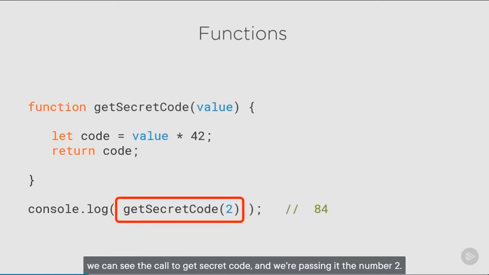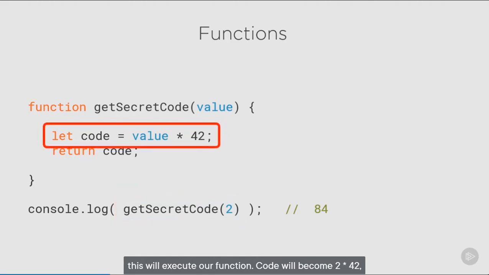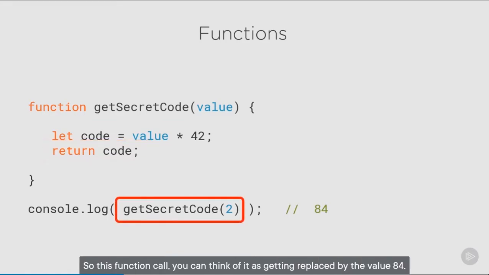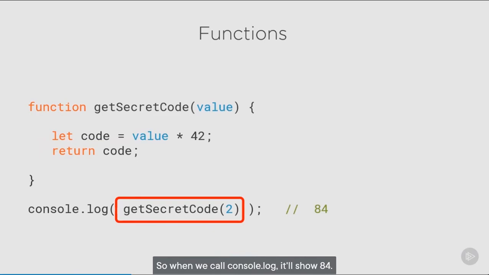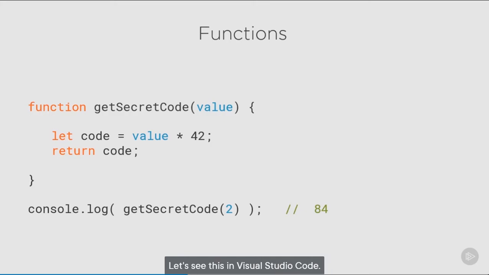And looking below, we can see the call to getSecretCode, and we're passing it the number 2. So just to follow this line by line, this will execute our function. Code will become 2 times 42, which is 84, and then we'll return 84. So this function call, you can think of it as getting replaced by the value 84. So when we call console.log, it'll show 84. And the key thing to remember is that the function, including the name and the parentheses, you can think of that as getting replaced by the return value. So you can use functions in mathematical expressions or anywhere that you would use a value, including as an argument, as we see here. 84 is getting sent as an argument to console.log to print out.